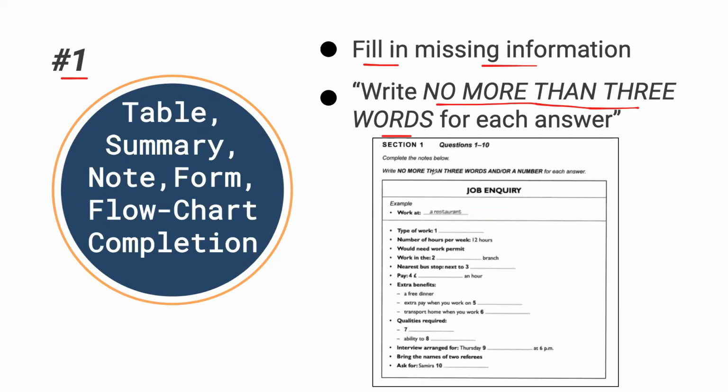Now, this is a notes type of example and a job inquiry. You have an example filled in for you, and then you have your numbers here. And so you see how this says notes, but it's very similar to a table and to a summary. Basically, you have to fill in the missing words. Now, in this case, your writing really has to be clear and organized in order for the examiner to read it. And you'll always be given these specific instructions, so you'll really have to pay attention to this.